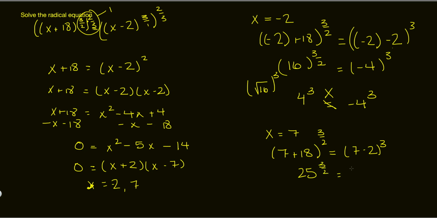So we have 25 3/2. Is this equal to 5 cubed? Well, remember I said that that half means that's the square root of 25, so we're looking at 5 cubed. And is 5 cubed really equal to 5 cubed? It is. So that is our solution. So the only solution we have in this case is x equals 7. And there we go.